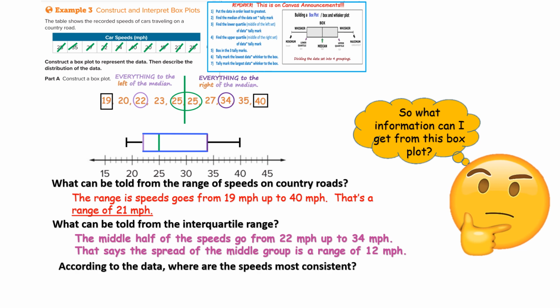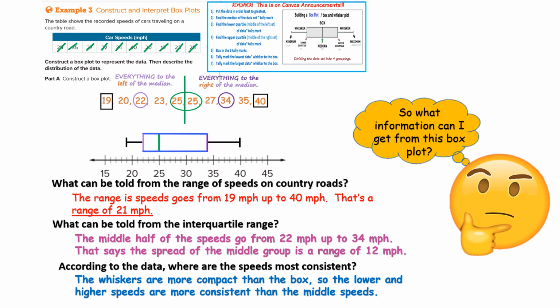So now I need to interpret: is my box more consistent or are my whiskers more consistent? And it's not always the box, and it's not always the whiskers. I have to figure out a way to compare them. If I look at them and I use a ruler and I compare them, I see that my whiskers are actually smaller. They're more compacted than the box itself. So I write the sentence: the whiskers are more compact than the box. Well, what kind of information can I get from that? The lower and higher speeds are more consistent than the middle speeds. That's what we're able to recognize from this data.